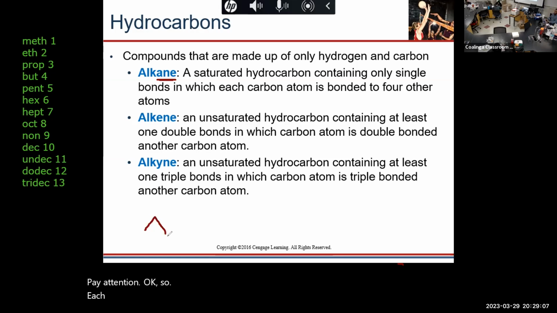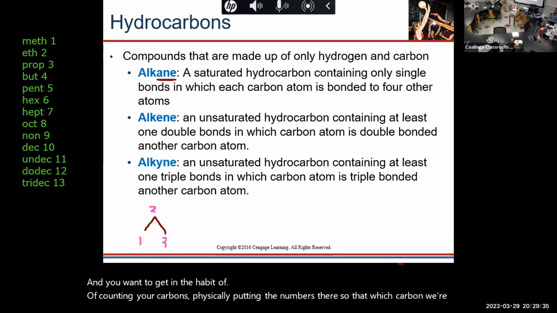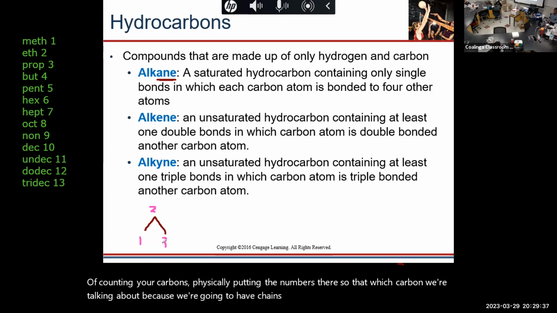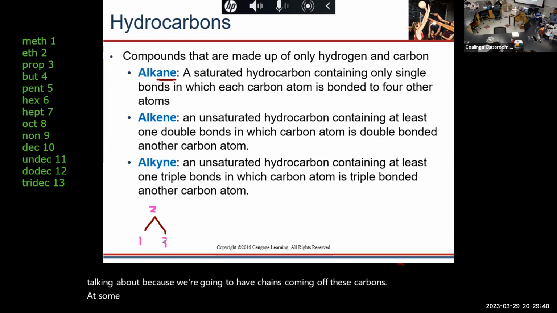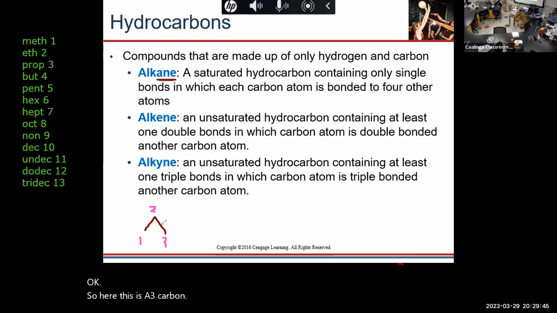Each point represents a carbon. So how many carbons do I have here? I have 3 points: 1, 2, 3. And you want to get in the habit of counting your carbons, so that you know which carbon we're talking about, because we're going to have chains coming off these carbons at some point too. So here, this is a 3-carbon, and it's all single bonds.